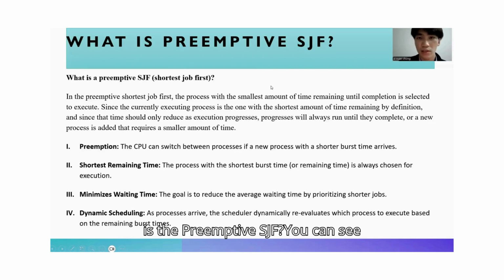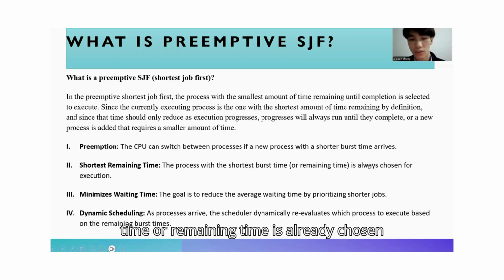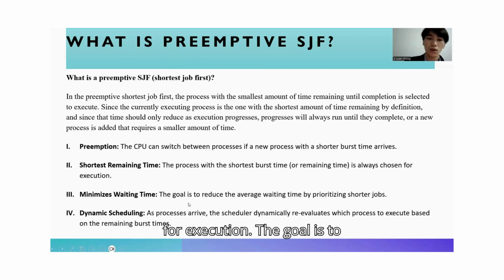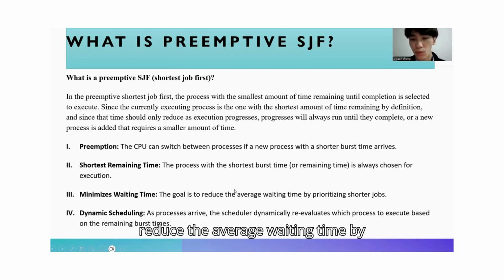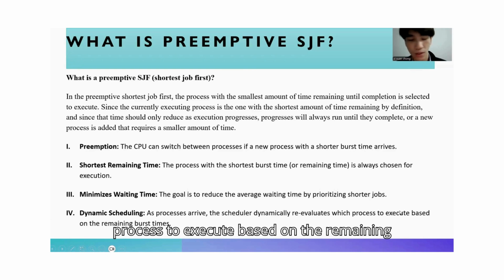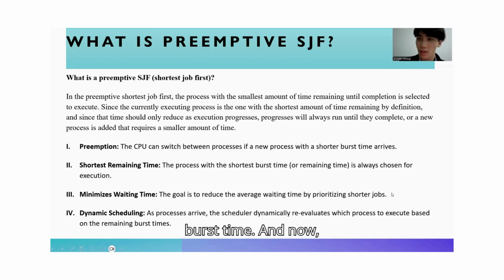First, what is preemptive SJF? In preemption, the CPU can switch between processes if a new process with a shorter burst time arrives. Second, the process with the shortest burst time or remaining time is chosen for execution. The goal is to reduce the average waiting time by prioritizing shorter jobs. Fourth, as processes arrive, the scheduler dynamically re-evaluates which process to execute based on the remaining burst time.